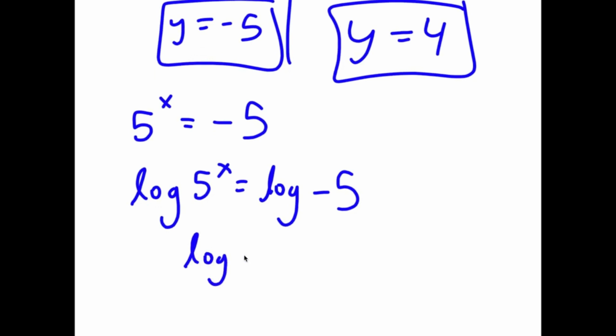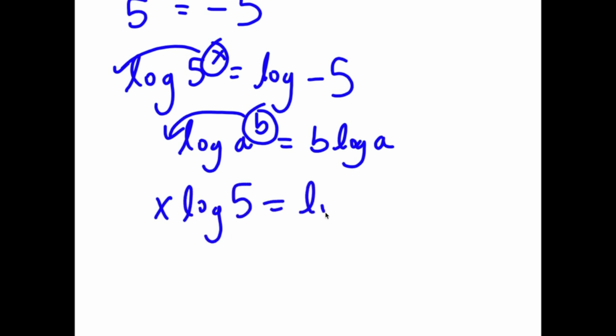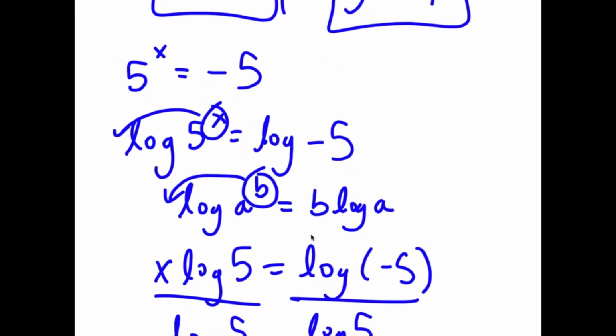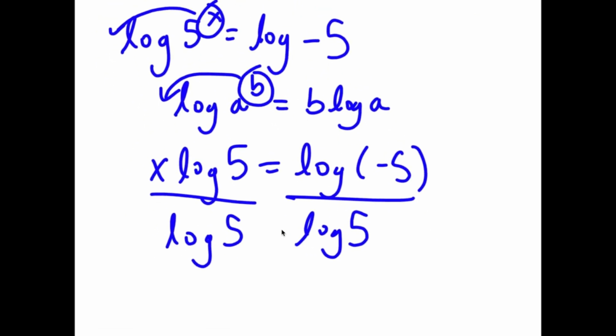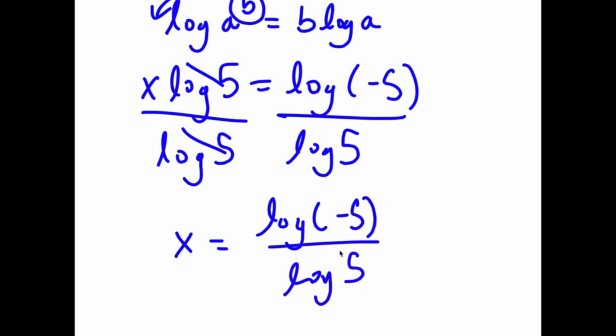Now if I have something in the form log a to the power of b, I can move this exponent of b to the front. So this is equal to b times log a. So log 5 to the power of x, I can move x to the front, so now I have x times log 5 is equal to log negative 5. And now if I divide both sides by log 5, these two cancel out, and I get x is equal to log of negative 5 over log 5.